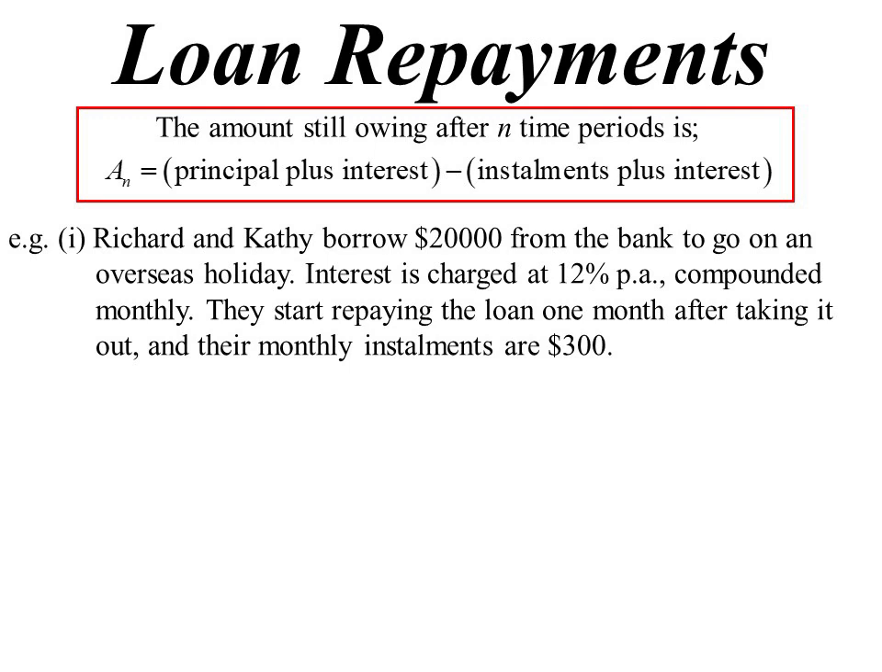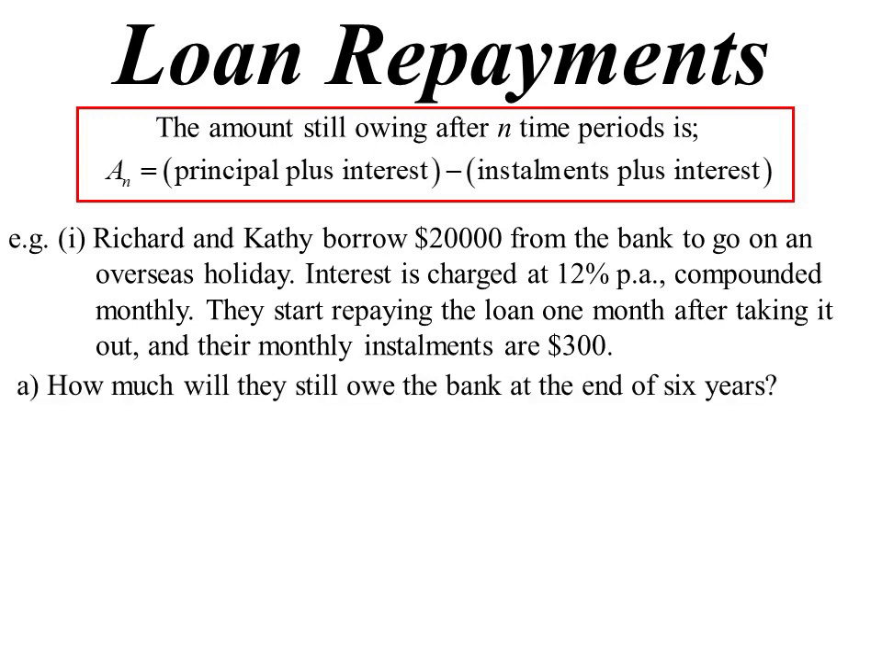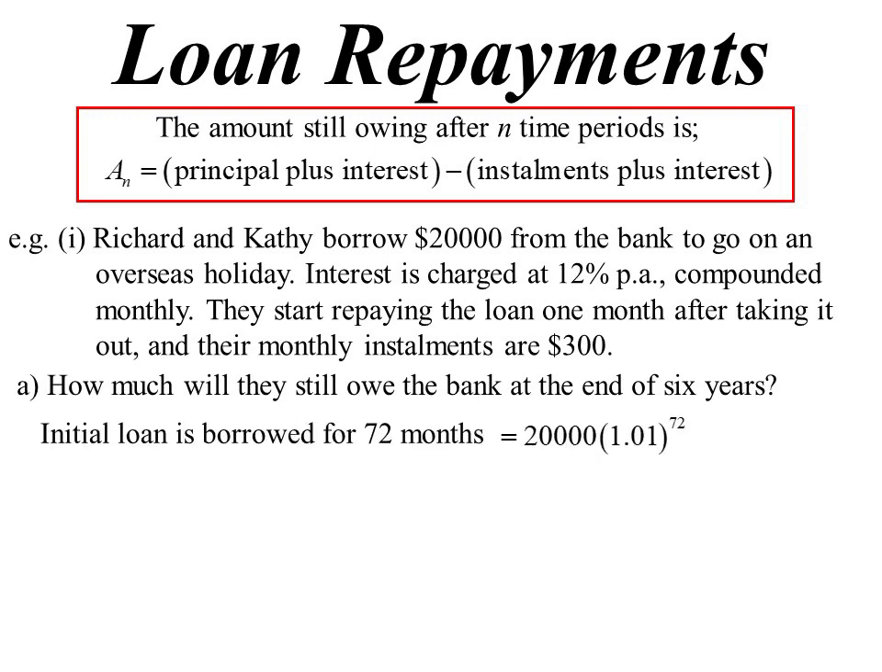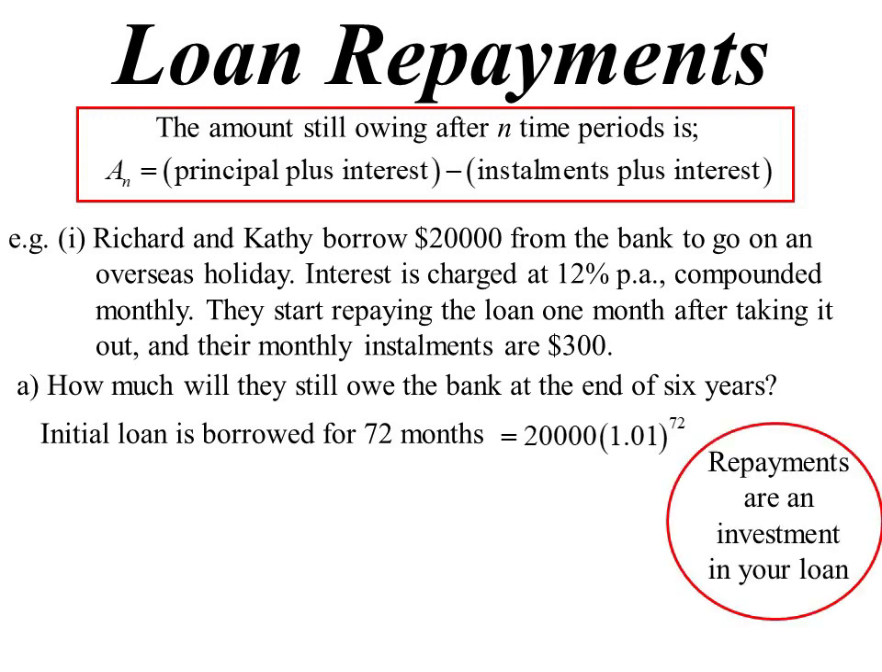So Richard and Kathy are going to borrow $20,000 from the bank to go on a holiday. That's not a bad holiday, $20,000, okay. Interest is charged at 12%, compounded monthly. They start repaying the loan 1 month after taking out. They're going to pay back $300 a month. So after 6 years, how much will they still owe the bank? They have borrowed for 72 months. So the bank has invested in them for 6 years, but we're talking months, so that's 72 months.